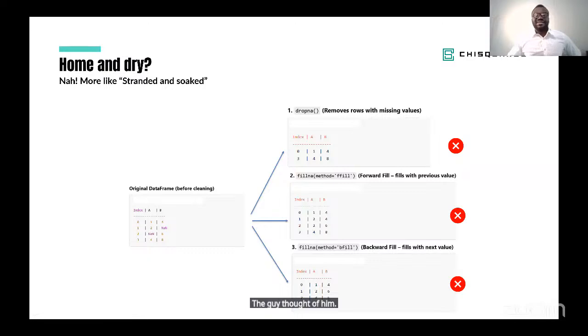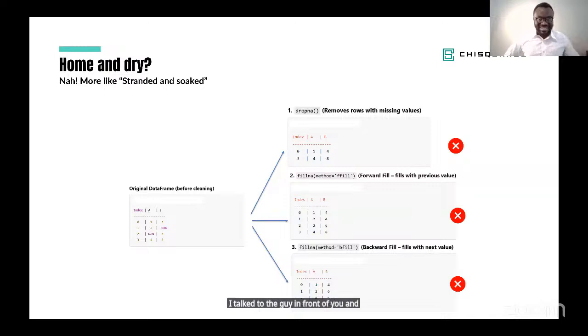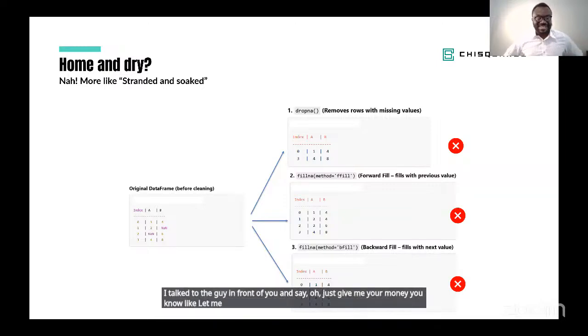So just imagine how ridiculous that is. It's like you're standing in line to buy groceries and you realize that, oh, I'm missing money. And you turn to the guy in front of you and say, oh, just give me your money. Like, let me fill my pockets with that. How? What's the basis for just grabbing the value in front and filling it into that missing value? Makes no sense whatsoever. The same thing with backward fill.